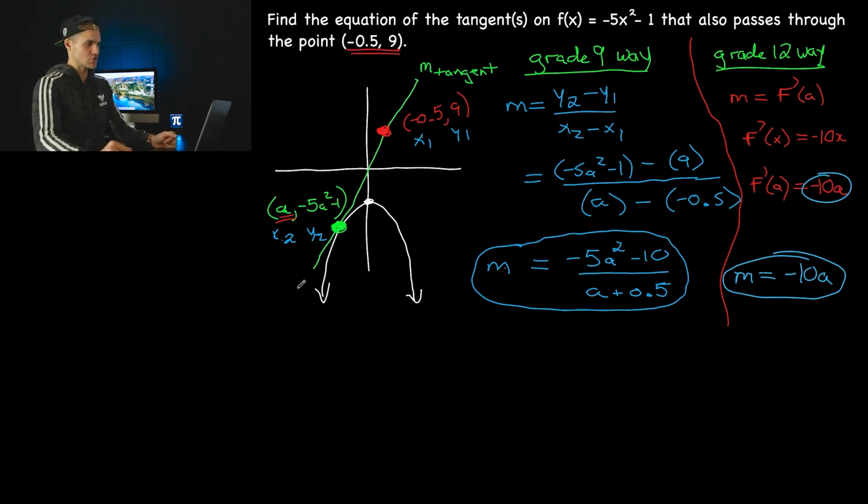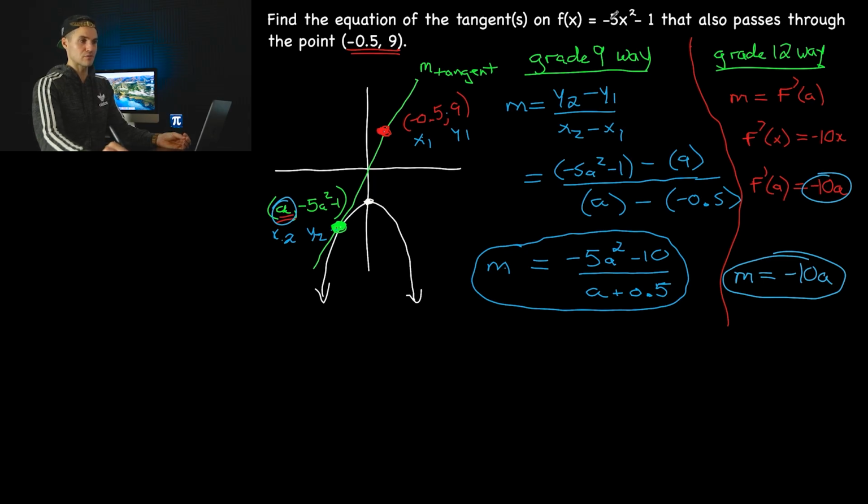We got this tangent, this green line, and I found the slope of it in two different ways. The grade 9 way: y2 minus y1 over x2 minus x1, because we had 2 points. That simplified to this. So this expression is the slope of this green line. And also the grade 12 way, because I know that the slope of the tangent at any x value of a on a function, and this tangent is on this function, is just the value of the derivative at that x value of a.